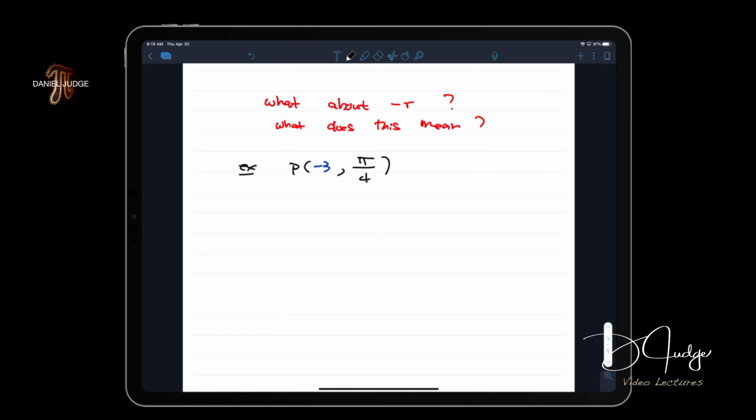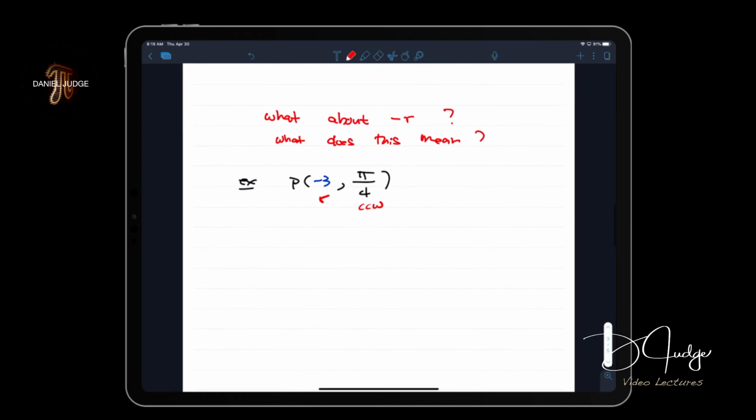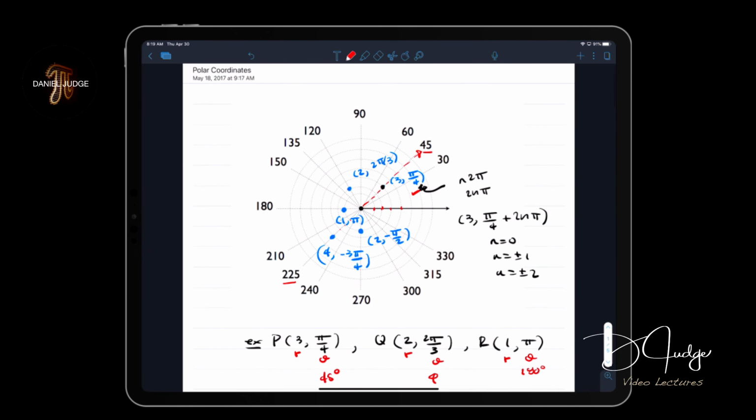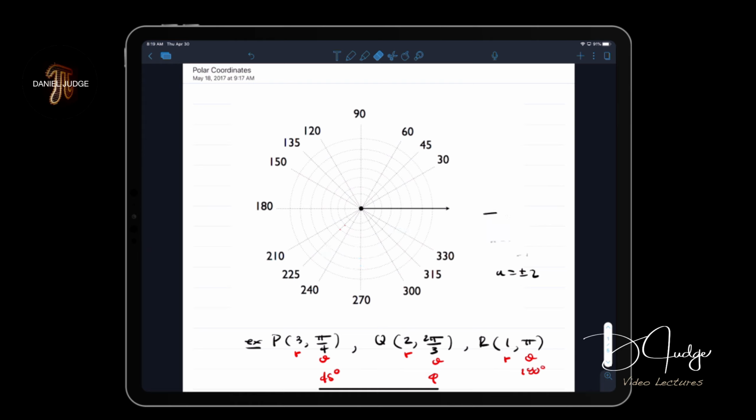So my radius value now is negative. Remember, pi over 4, that's counterclockwise rotation. So I can go back up and look at this picture for negative 3 pi over 4. I want to erase a lot of this stuff because it's cluttered, but you can watch the video.